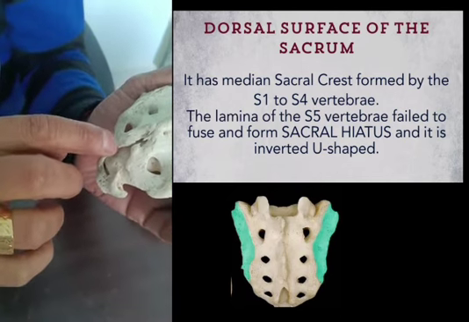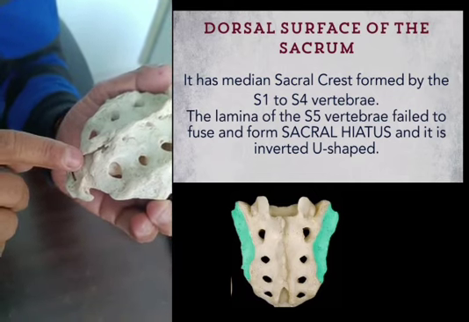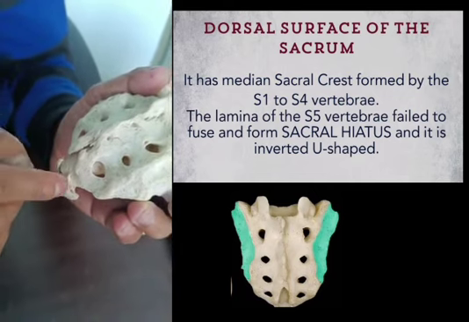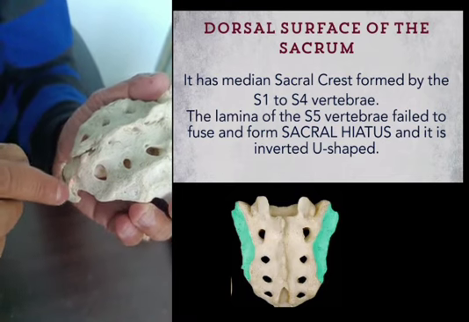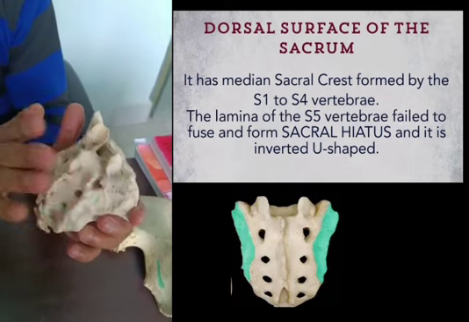The sacral hiatus is the unfused part. The lamina of the S5 vertebra failed to fuse and form the sacral hiatus, and it is an inverted U-shape. These are the features of the dorsal surface.